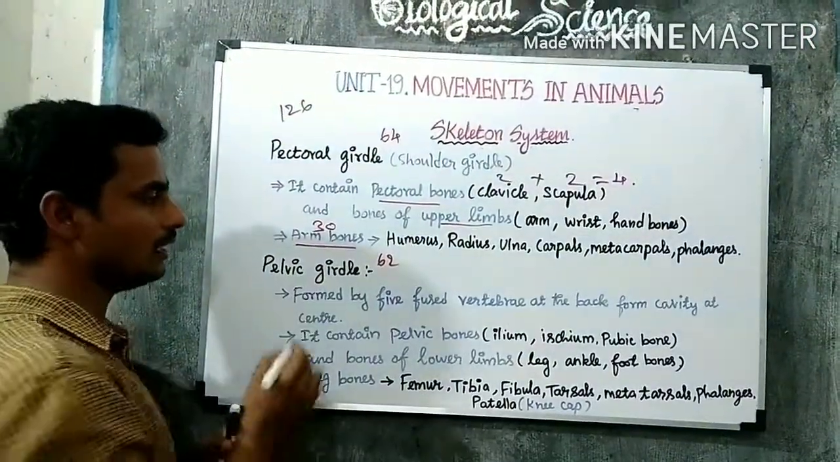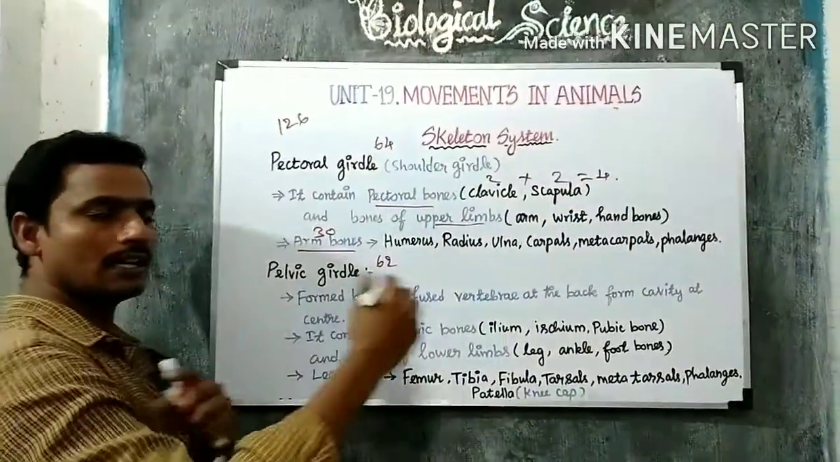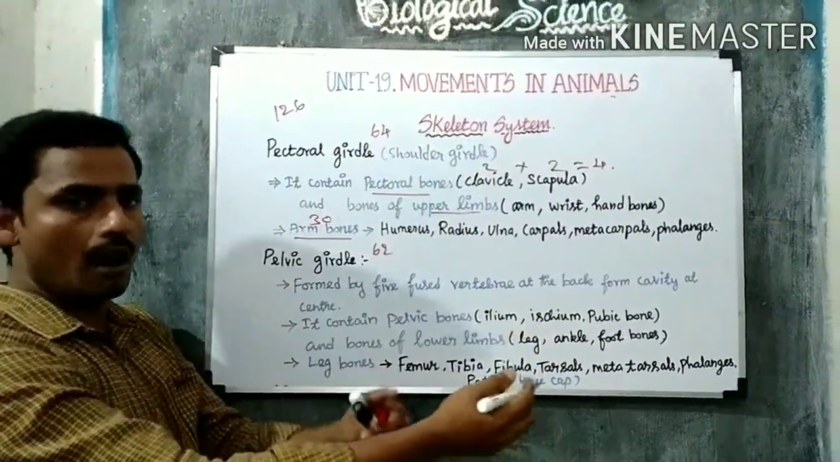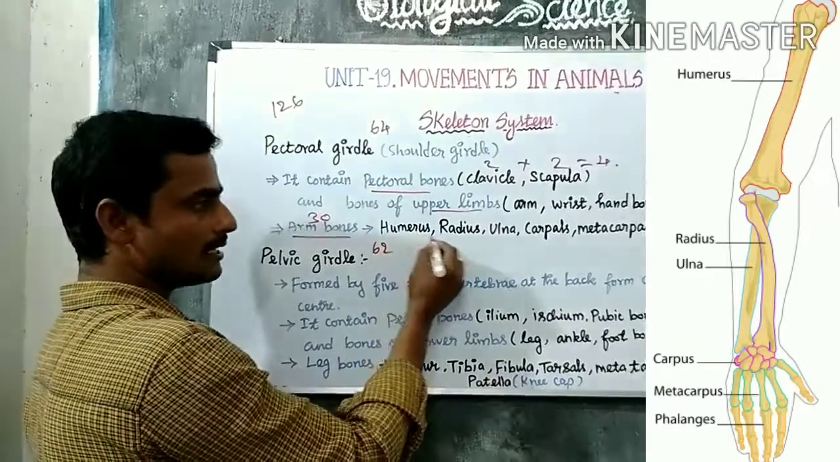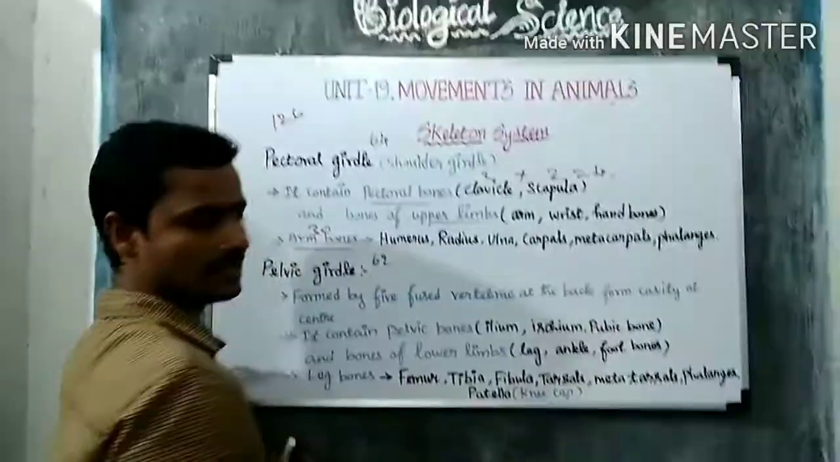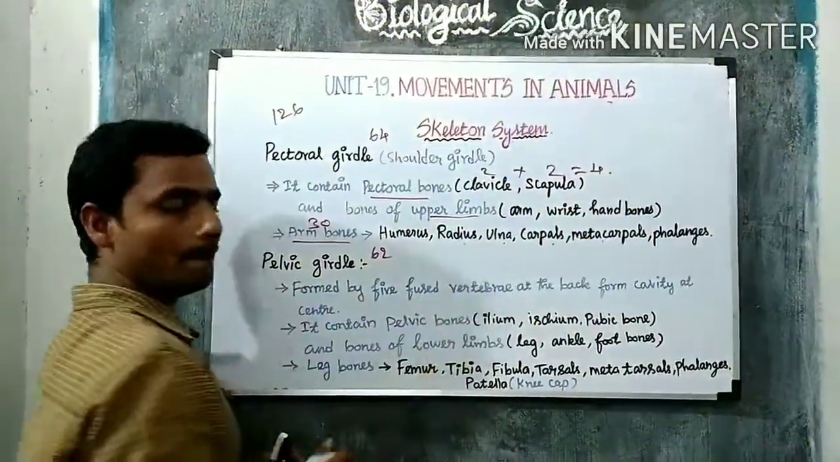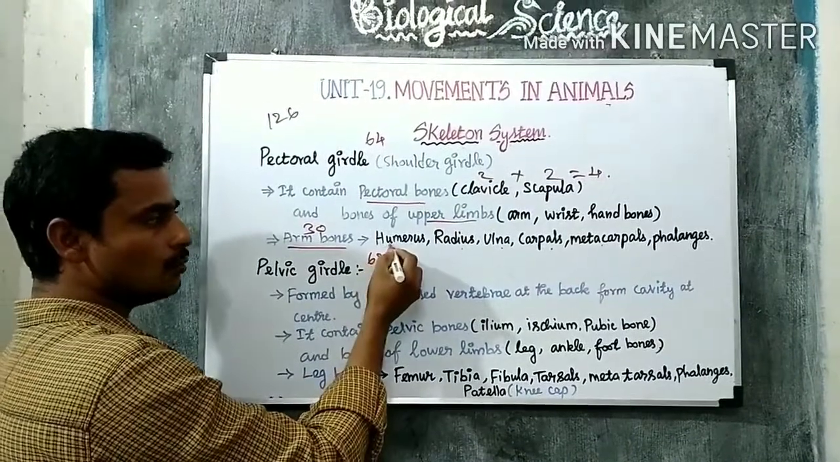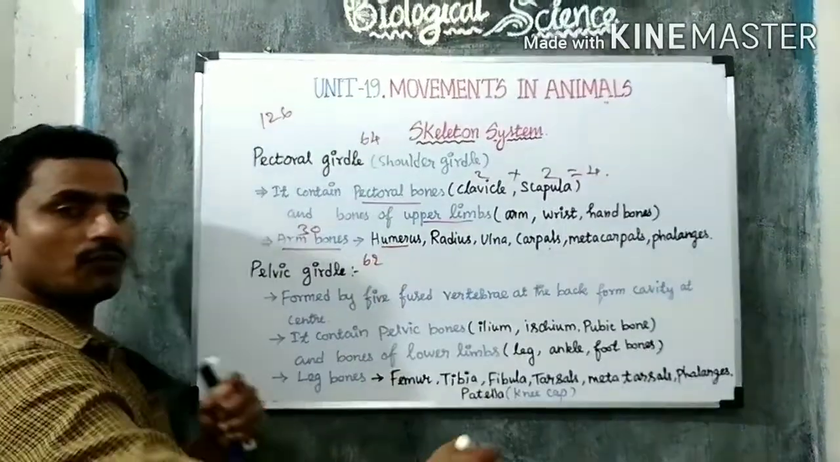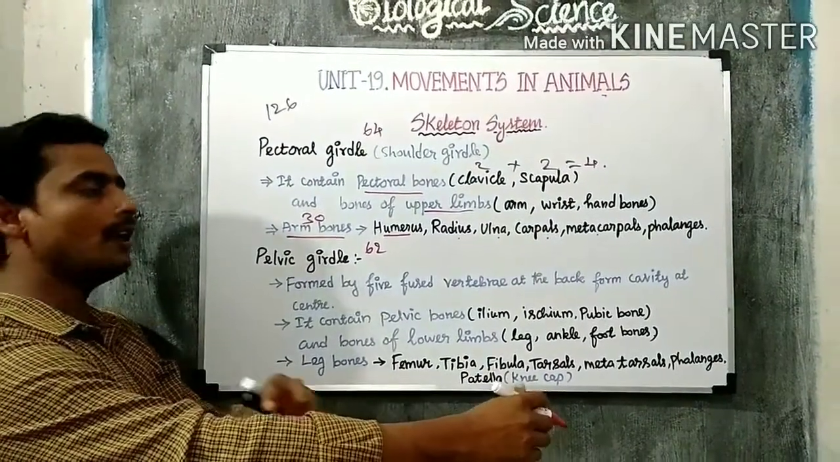First, the arm bones. What are the arm bones? We have different kinds of bones in an arm. They are humerus, radius, ulna, carpals, metacarpals and phalanges. The humerus will form the upper arm.